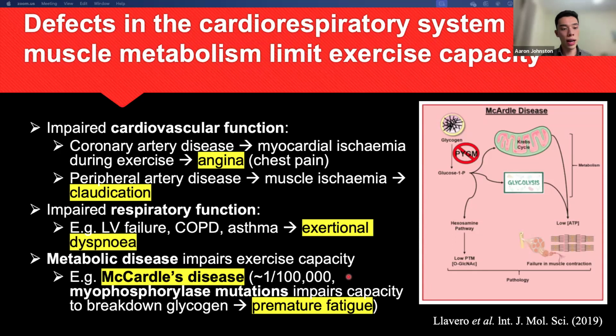And respiratory function, if you have impaired respiratory function, for example, left ventricular failure, COPD, asthma, all of this can lead to shortness of breath on exertion. And of course, there are those funky genetic diseases that you'll remember from first year. For example, McArdle's disease, characterized by myophosphorylase mutations. This impairs the muscle's ability to mobilize glycogen reserves in the context of exercise and leads to premature fatiguing.